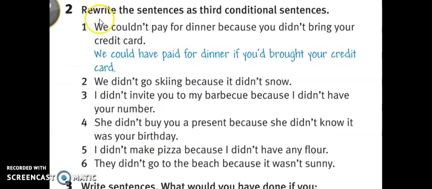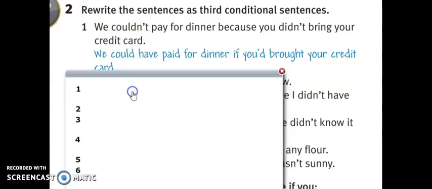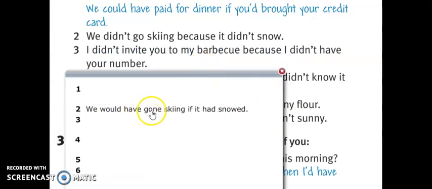And now let's move to exercise number 2. Write the sentences as third conditional sentences. Number 1: we couldn't pay for dinner because you did not bring your credit card. We could have paid for dinner if you had brought your credit card. Number 2: we didn't go skiing because it didn't snow. We would have gone skiing if it had snowed.